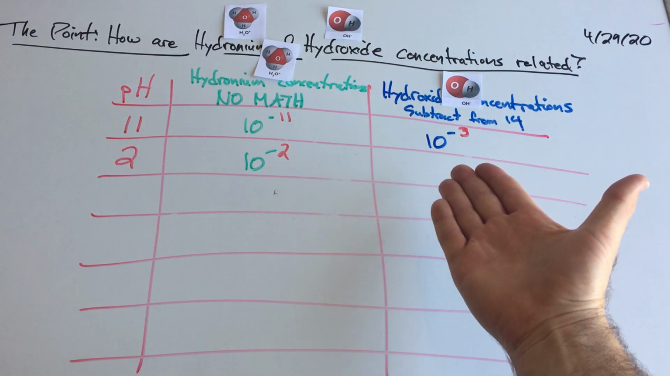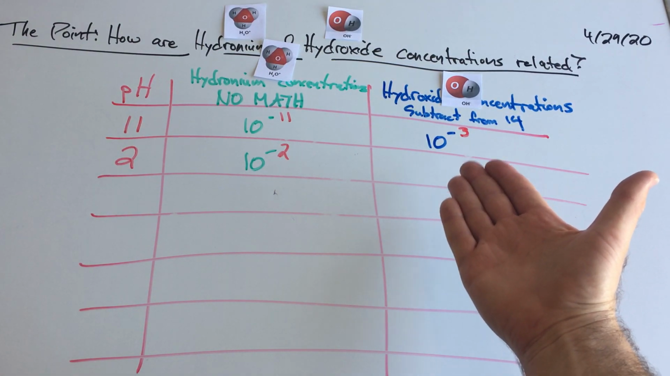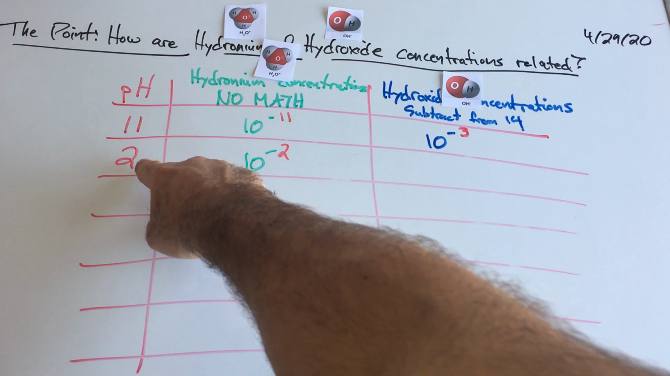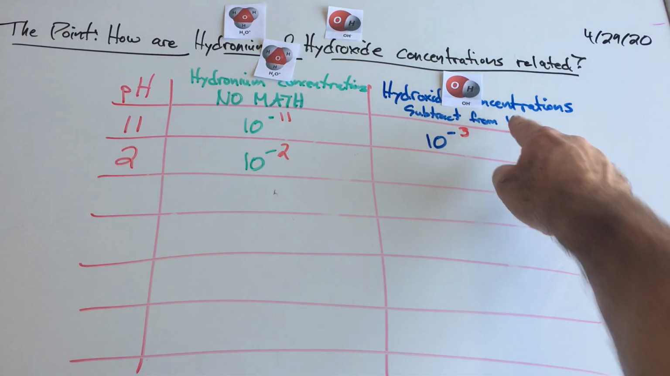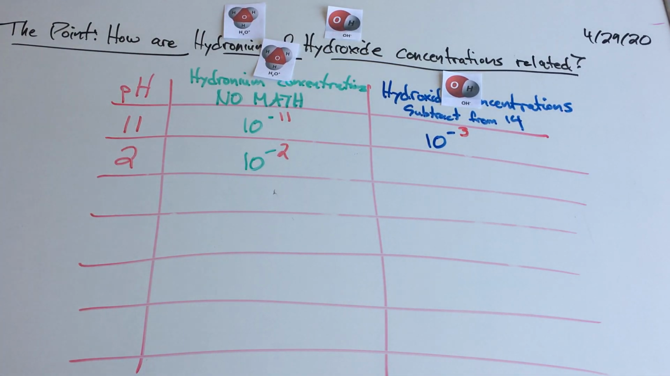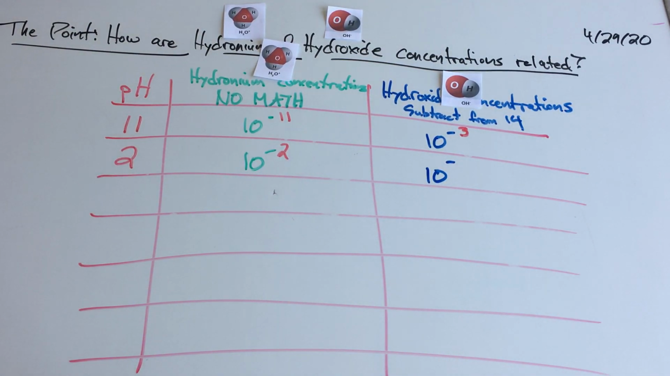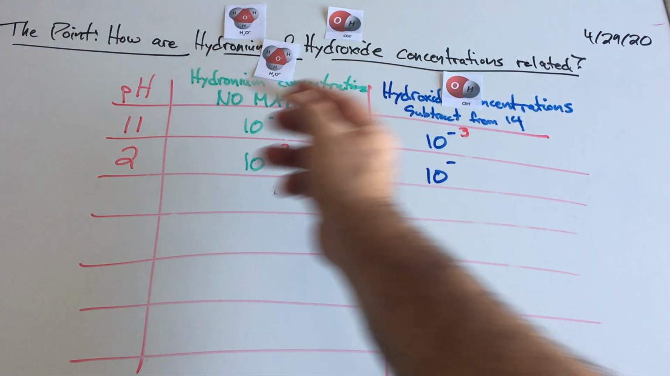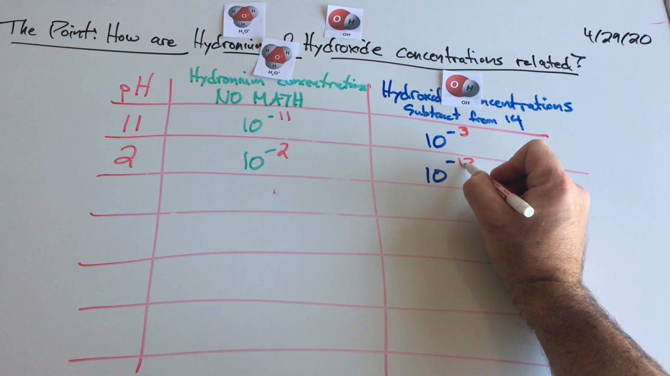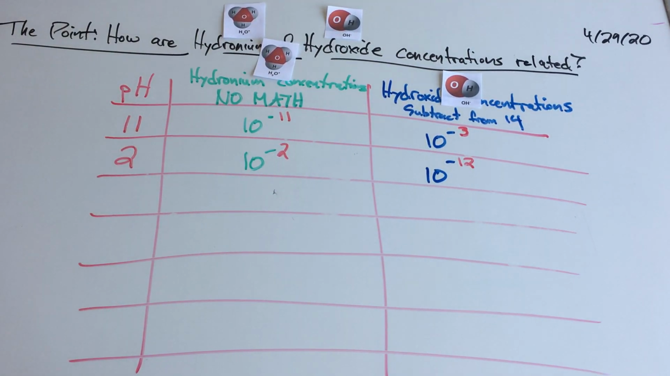Over here, you'd say, oh, there's a little bit of math, a smidge of math. I have to take this number and subtract it from 14. So I write 10 to the negative, because everything is 10 to the negative. And I say 14 minus 2 is 12. Oh, okay. That's kind of cool. Let's do one more.